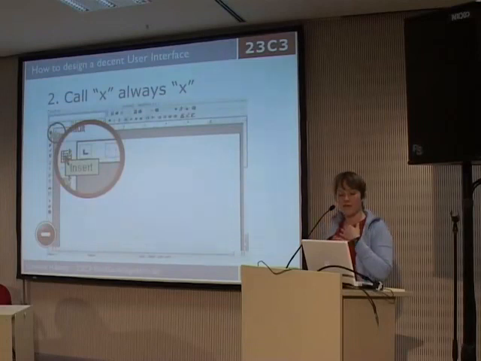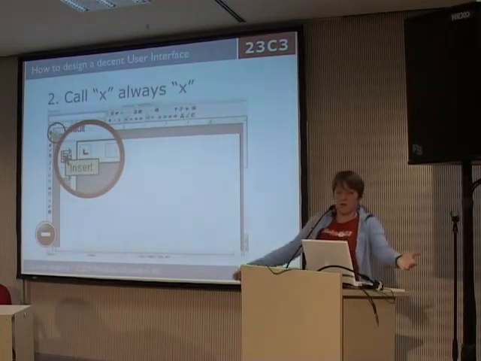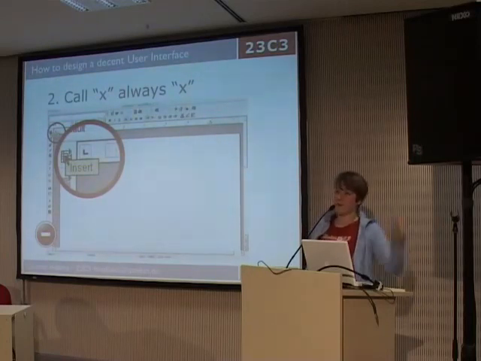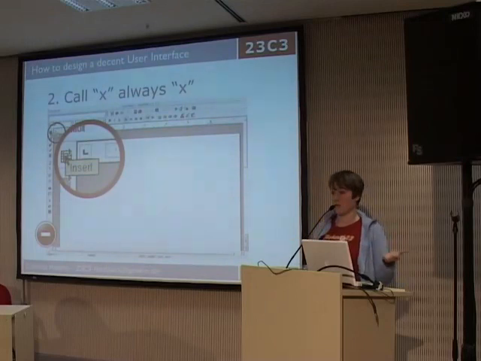And this is an example of text inconsistency. Now, this is from NeoOffice, which is an open office for the Mac, I think. And I wanted to insert a spreadsheet, and I wanted to try out the little icons on the left. And the first one, the tooltip told me insert, and that's what I wanted. I wanted to insert an object, yay!